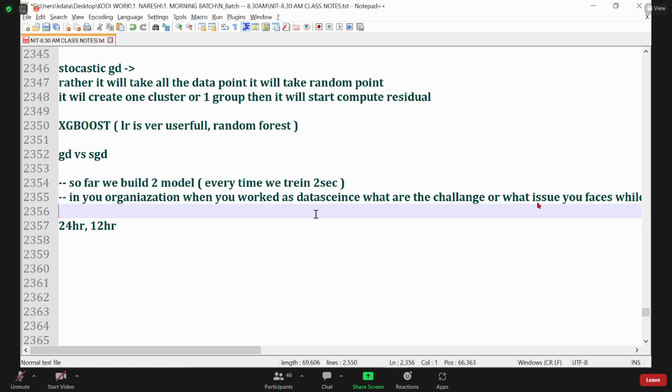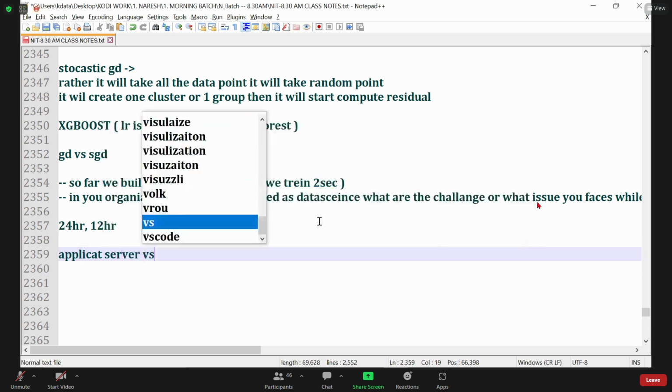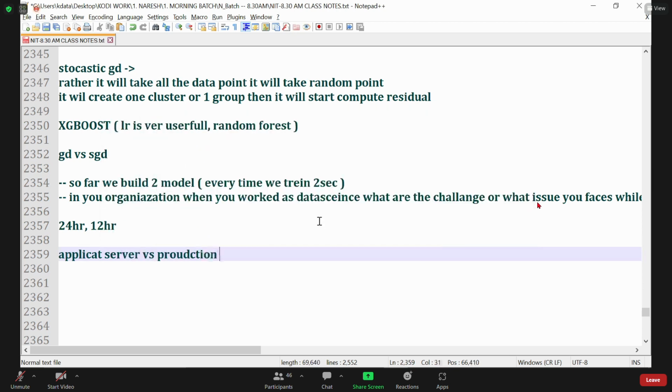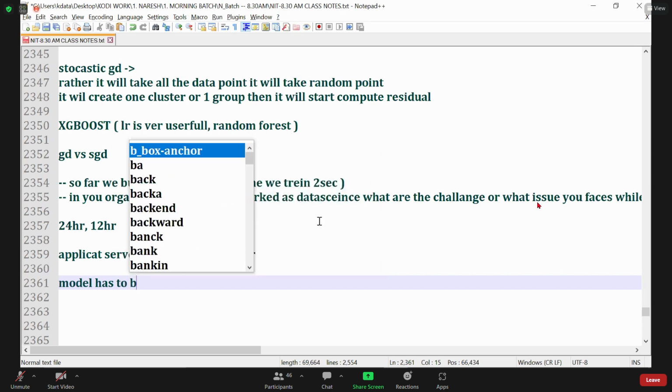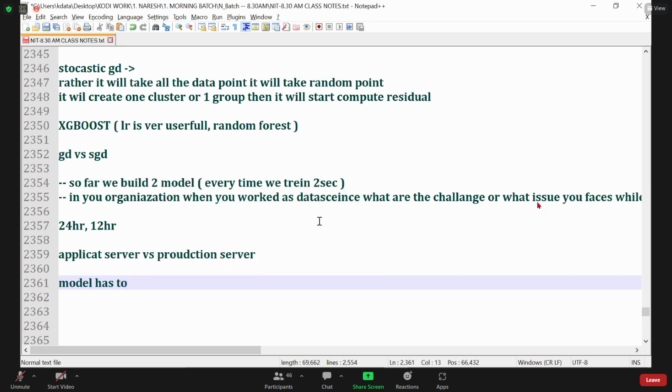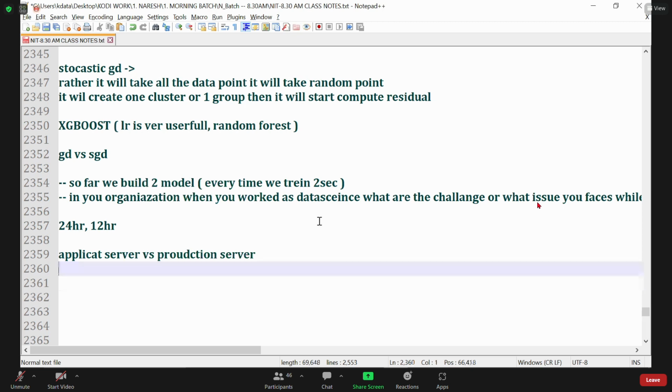So assume in the production server, what is application server versus production server? Everybody should know. And I have one practical part for it. I will show you. Every production server, every day, the model has to be retrained. I will tell you, Yamini, most of them have no idea about it, so it will take some time for them to understand. Once we have covered it, we'll talk about it.